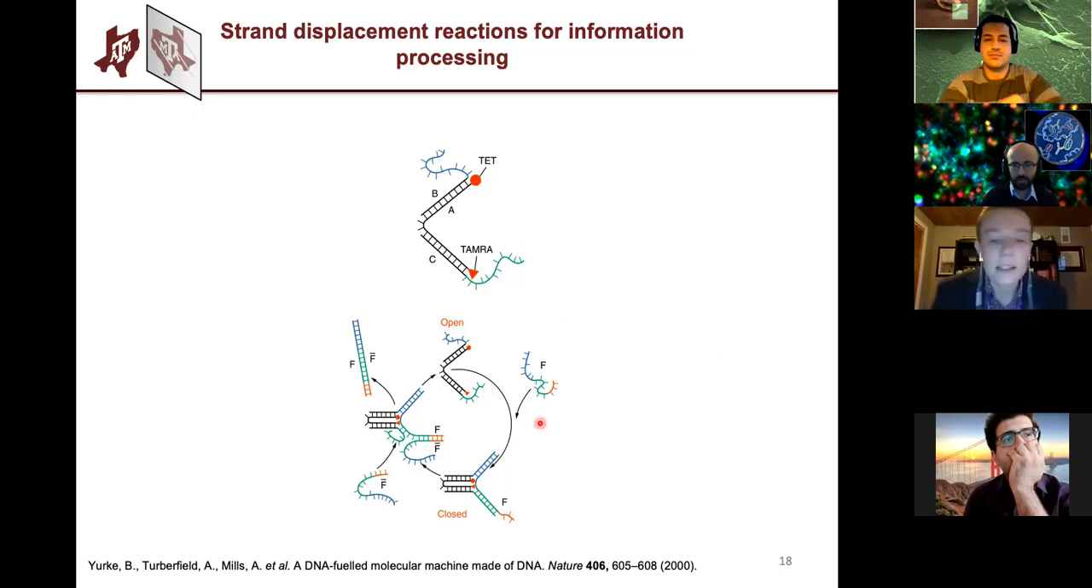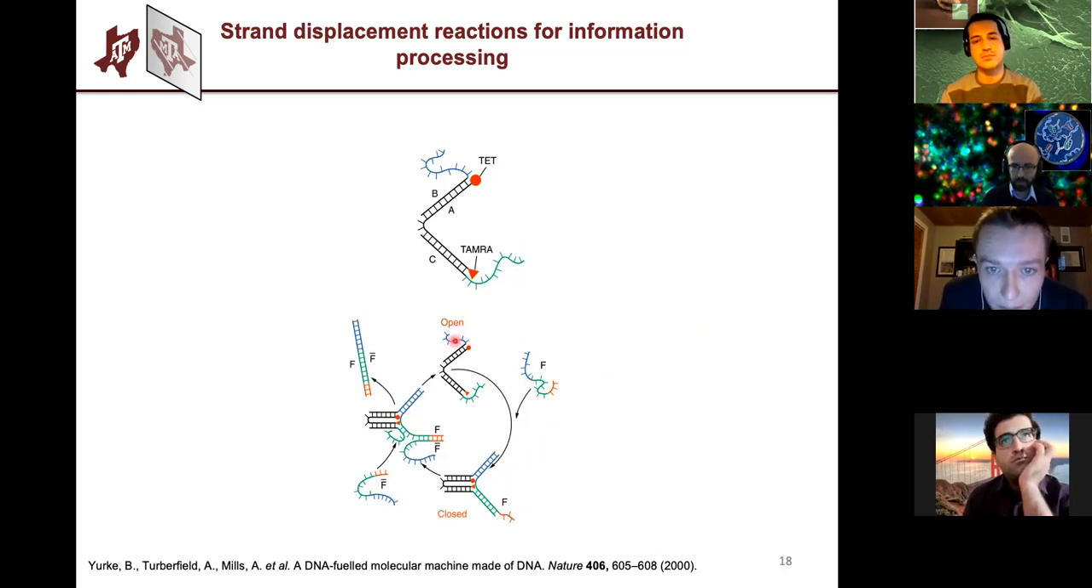So in the first step, a fuel strand, where the green here is complementary to the green in the tweezer, hybridizes, and the blue on the fuel strand is complementary to the blue on the other end of the tweezer. And so this locks the tweezer, brings the TET and TAMRA dyes into proximity, and allows you to generate a FRET signal.